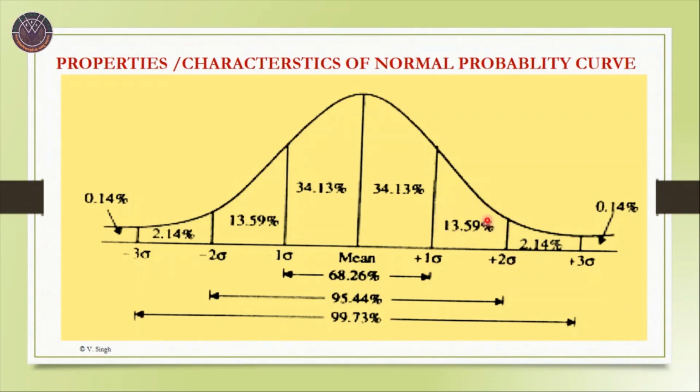Again, if you see that in between plus 1 sigma and plus 2 sigma, 13.59% cases fall. This also happens when we see the number of cases in minus 1 sigma and minus 2 sigma. Similarly, here also 13.59% cases fall. So if we see together in between minus 2 sigma to plus 2 sigma, 95.44% of the overall cases fall. Now if we go from plus 2 sigma distribution to plus 3 sigma distribution, we see that 2.14% cases fall, and similarly on the other side, the other 2.14% cases fall.